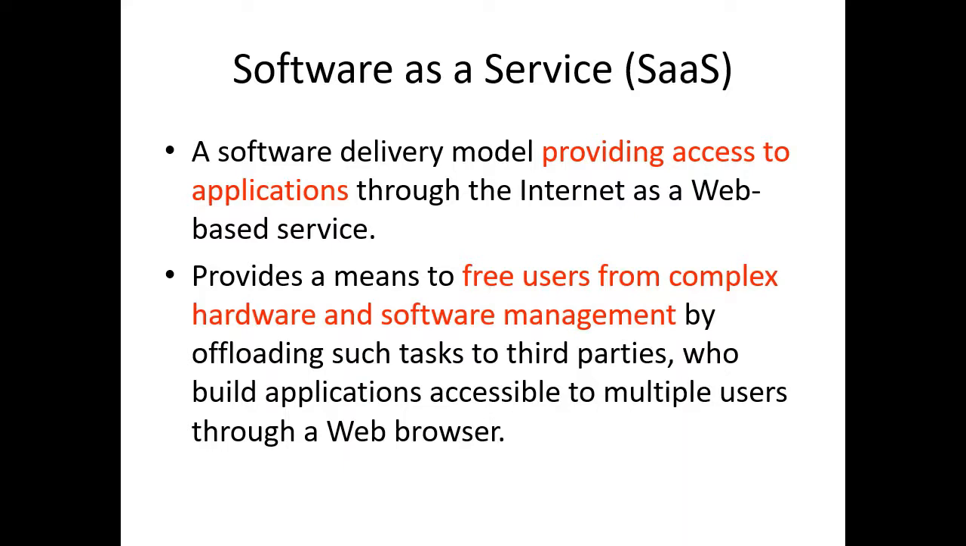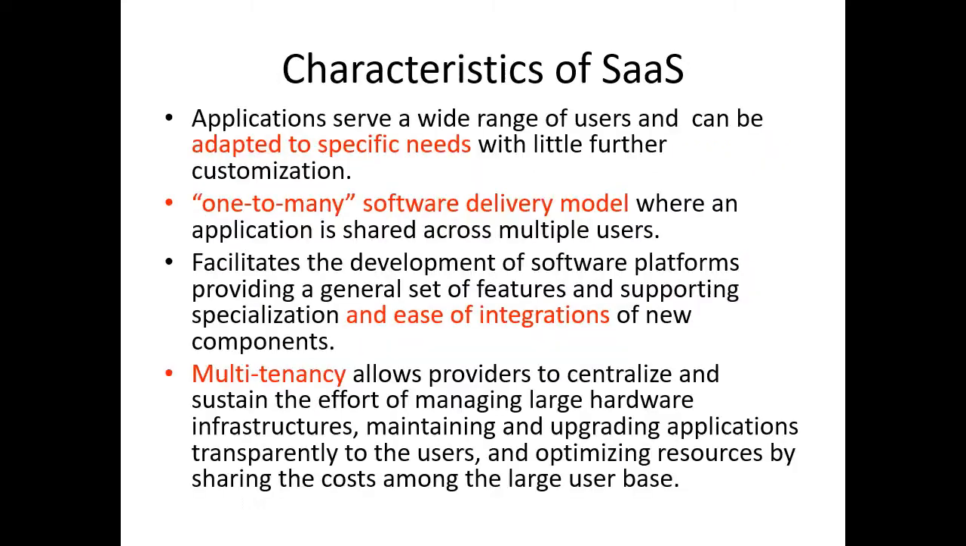So let us try to make a list of characteristics of software as a service. SaaS is easy to buy. SaaS pricing is based on a monthly fee or an annual subscription fee. So it allows the organization to access the business functionality at low cost, which is less than the licensed application. Applications serve a wide range of users and can adapt to specific needs with little or bare minimum customization.